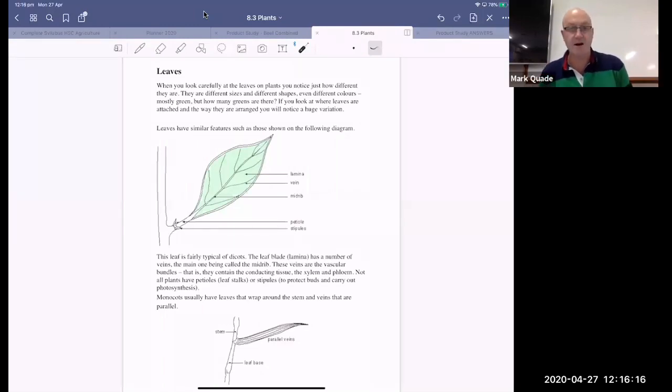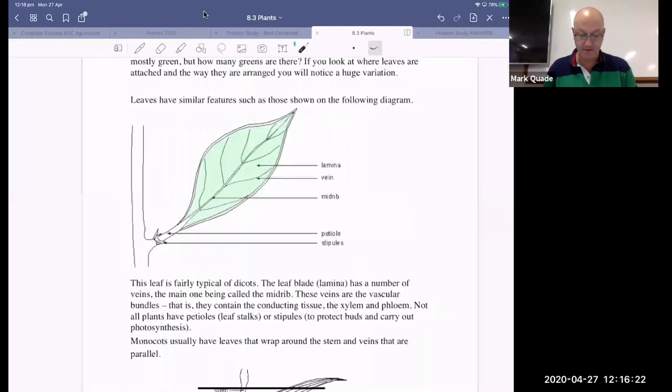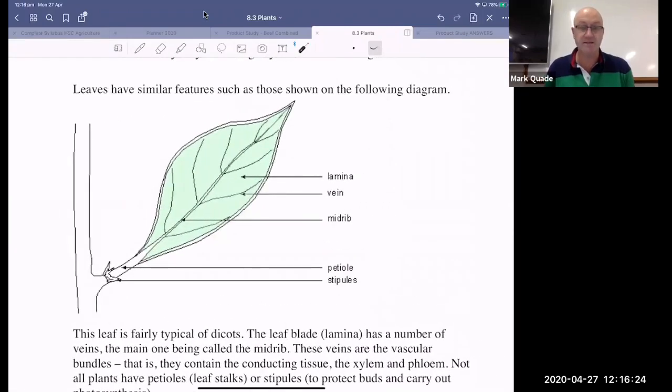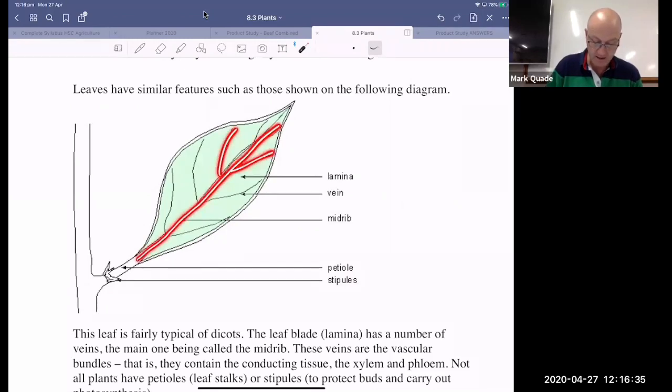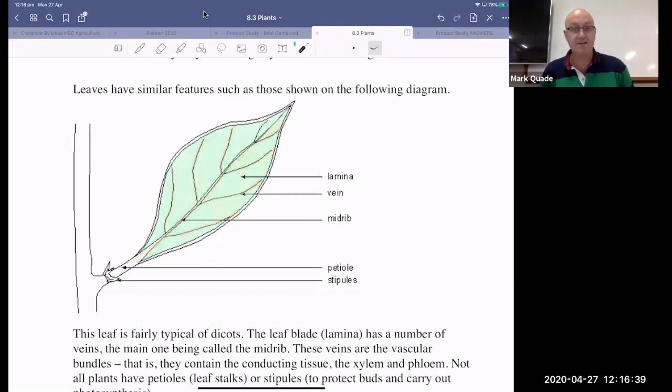Now, let's have a look here. There are heaps and heaps of different sorts of leaves. Now, the most common, with dicots, we have the lamina. So that's the leaf itself. Then we have this net-like leaf veins. Okay, it's your stereotypical leaf veins.